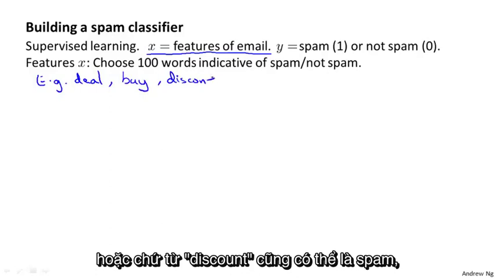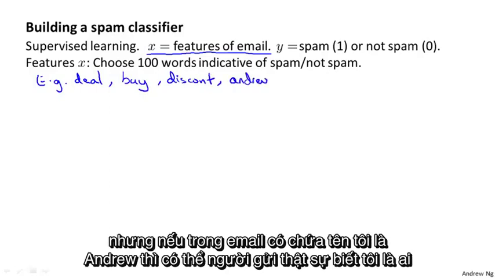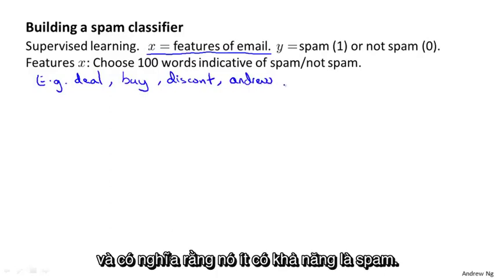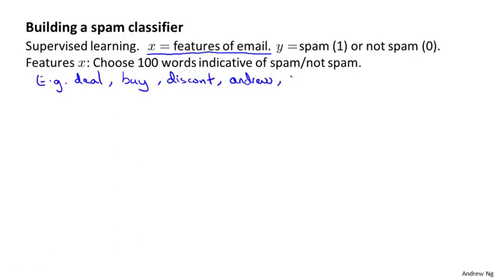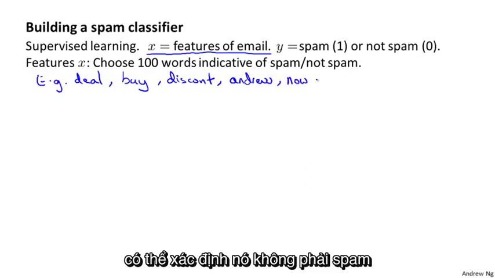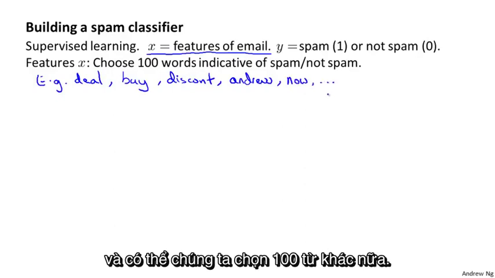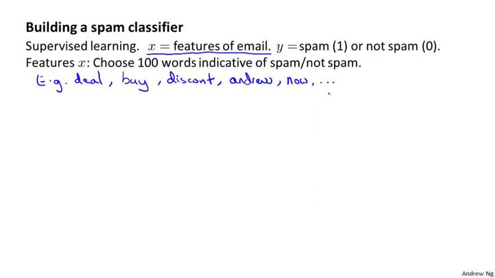A word like discount, more likely to be spam. Whereas if a piece of email contains my name, Andrew, maybe that means the person actually knows who I am, and that might mean it's less likely to be spam. And maybe for some reason I think the word now may be indicative of non-spam because I get a lot of urgent emails, and so on, and maybe we choose 100 words or so.